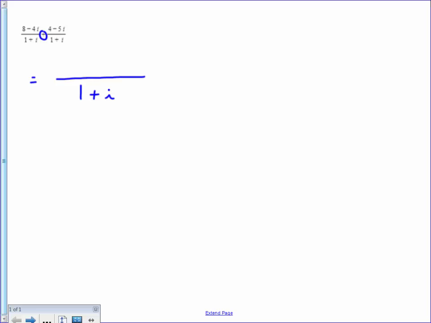So we would have 8 plus 4, which would be 12, and then we would have a negative 4i plus negative 5i, which would be negative 9i. So combine that, simplify that first before you do anything else. Now, from here, we need to divide the complex value. To divide a complex value, you need to know to multiply by the conjugate of whatever's in the denominator. The denominator is 1 plus i, so the conjugate would be 1 minus i. Whatever you do on the bottom, copy that same value to the top.